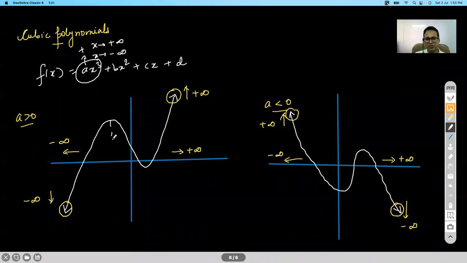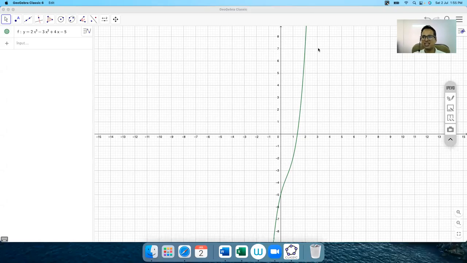By the way, this is called the local maxima. This is called the local minima. I'm not worried about local maxima and local minima right now because those are the subject matter of calculus, and they are not going to decide our domain and range anyway. So our main focus is domain and range only. What I want you to see is where the end arms are going. This is more important to me.